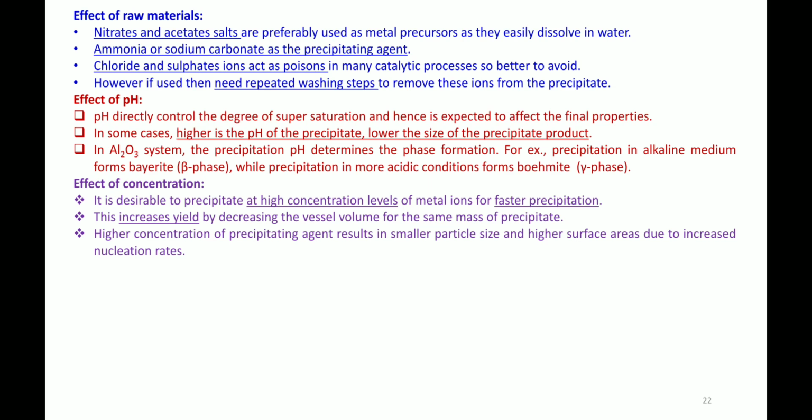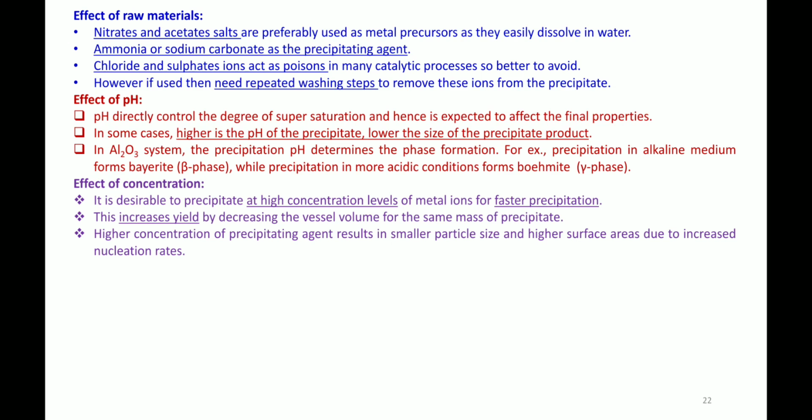The next point is very obvious, that is the concentration of the solution. Okay, and what happens if the concentration is low or high? It is very easy to understand that it is desirable to precipitate at high concentration levels of metals for faster precipitation. If the concentration is higher, the precipitation is faster. Okay, so if the precipitation is high, then the final product you get is high. That's why this increases the yield by decreasing the vessel volume for the same amount of precipitate.